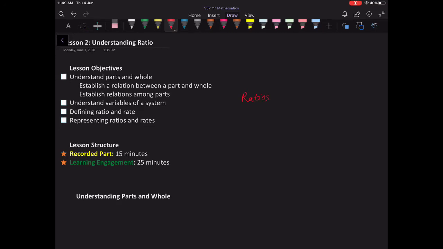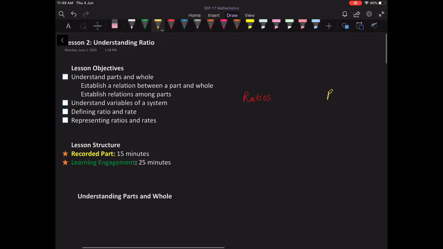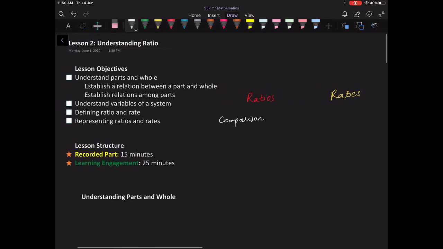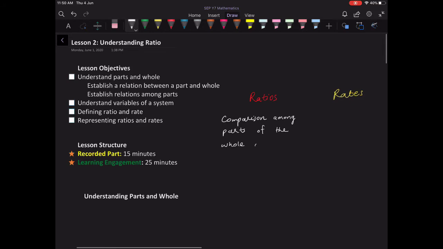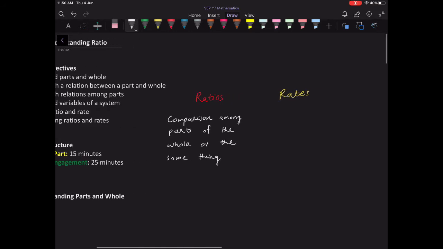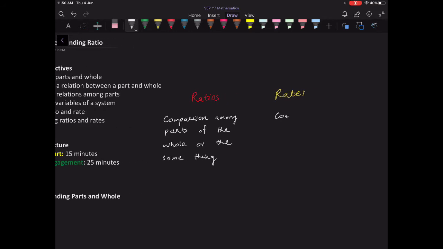Let us revise how ratios are different from rates. Ratios are used for the comparison of parts of a whole, or in other words, they are used to compare quantities with same units. On the other hand, rates are used for the comparison of how one variable of a system, for example mass, time, temperature, or pressure, changes the other variables.